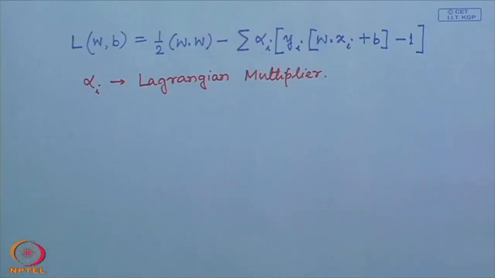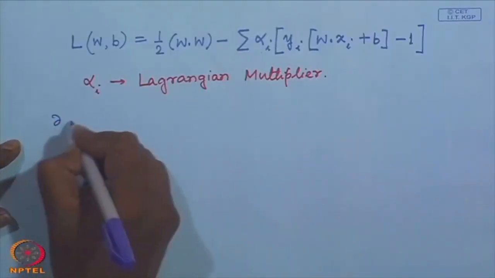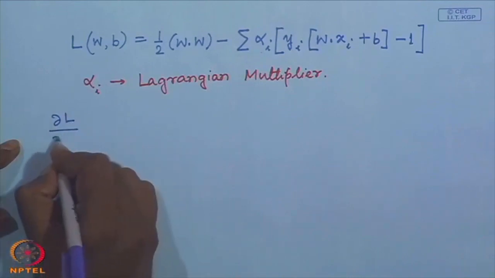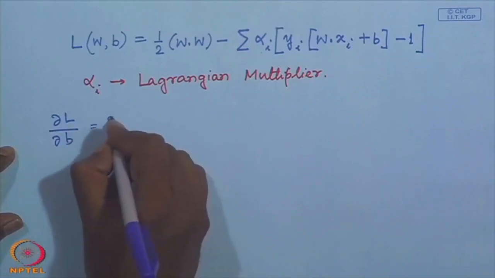So, when I go for optimization of this Lagrangian, from our school level mathematics we know that this optimization has to be done by taking the derivative of the Lagrangian with respect to w and by taking the derivative of the Lagrangian with respect to b. So, if I take the derivative of this Lagrangian with respect to b, then what do I have? What I want to compute is del L upon del b, and I have to equate this to 0.